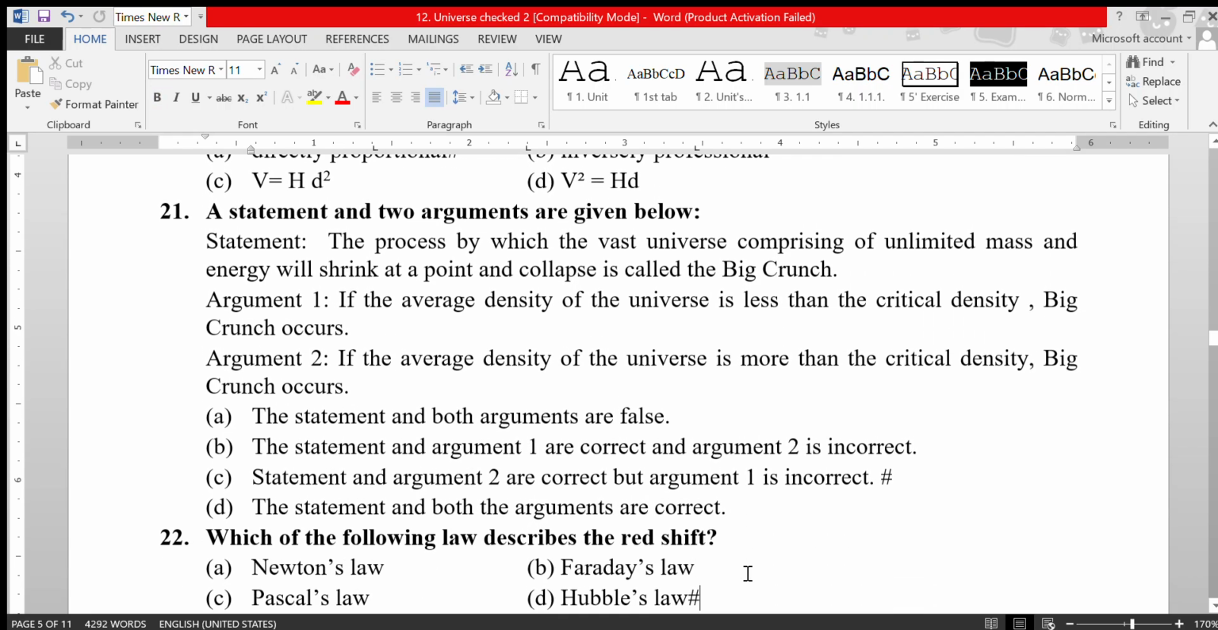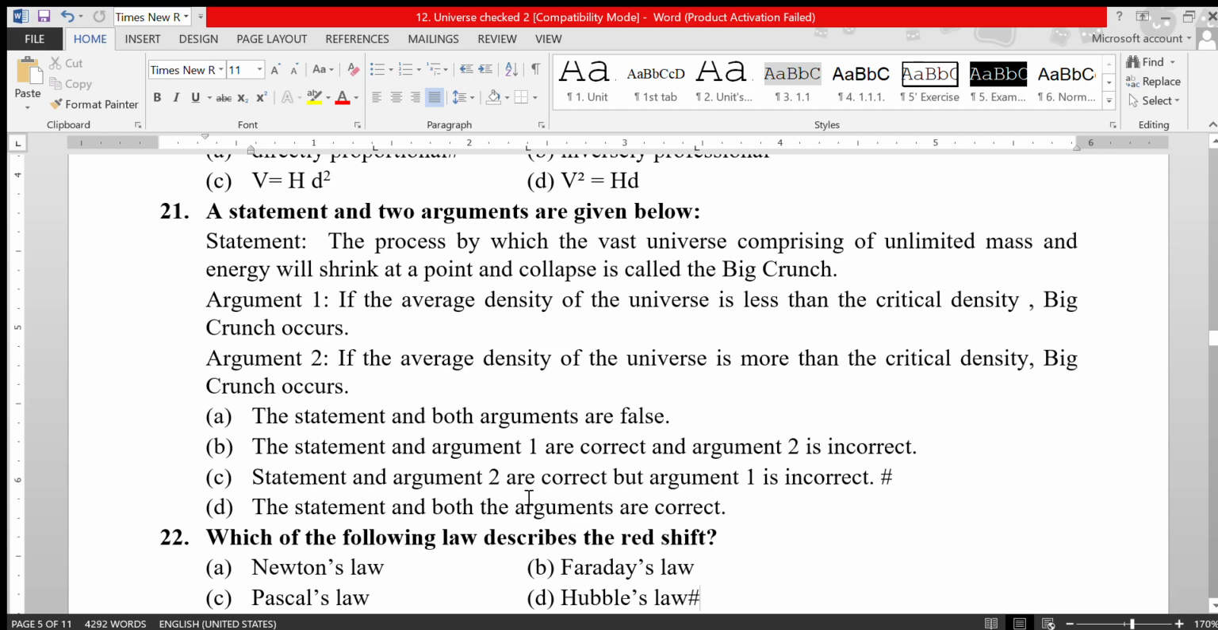A statement and 2 arguments are given below. The process by which the vast universe comprising unlimited mass and energy will shrink to a point and collapse is called Big Crunch. Argument 1: If the average density of the universe is less than the critical density, Big Crunch occurs. Argument 2: If the average density of the universe is more than the critical density, Big Crunch occurs.